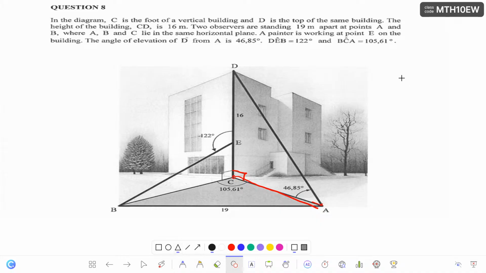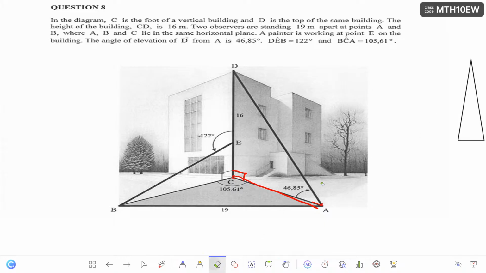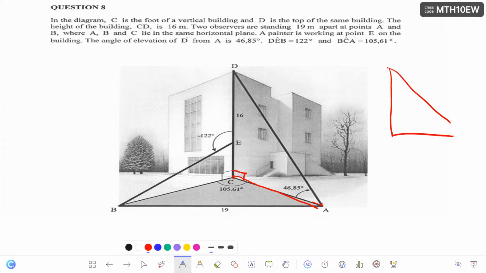I have a triangle. No, this one is not going to work. Let me just draw. So we have a right angle triangle here. So you sketch it outside. So we have DC, which is 16. We also have this angle, which is 46.85 degrees. We are looking for this side.